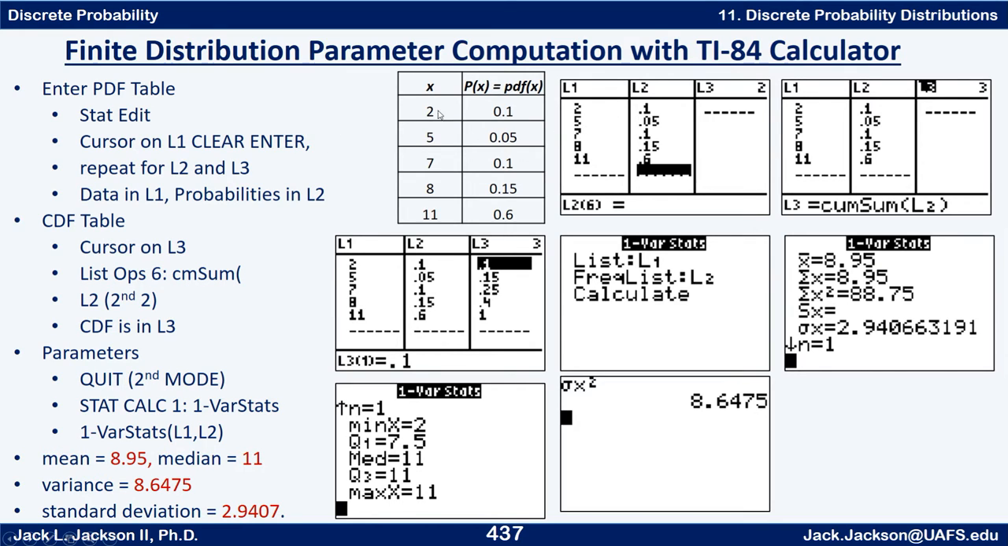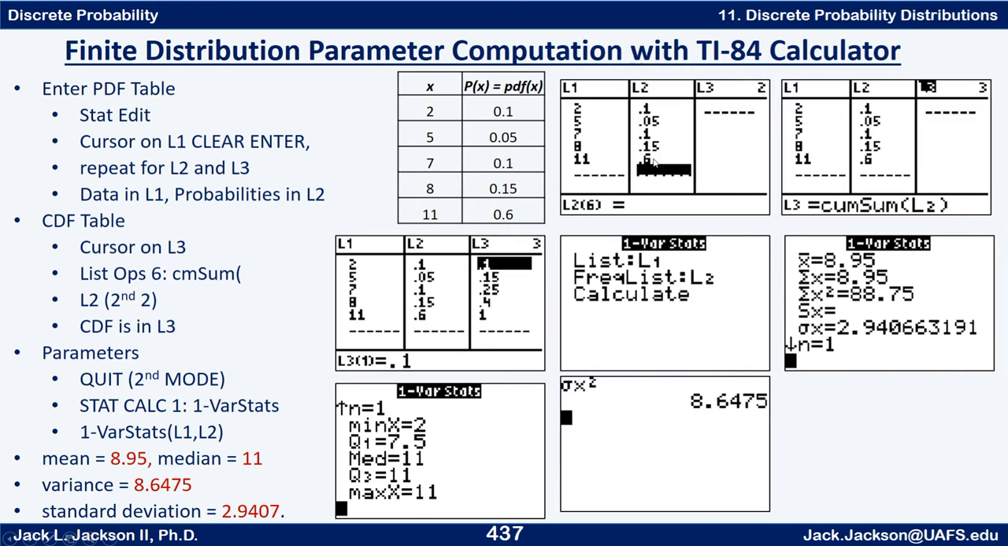In L1, type in the X values 2, 5, 7, 8, and 11. Put your cursor right where the 2 is. Type 2, enter, 5, enter, 7, enter, 8, enter, 11, enter. Right arrow, and it'll put it where this 0.1 is, enter the probabilities in list 2. 0.1, enter, 0.05, enter, 0.1, enter, 0.15, enter, and 0.6, enter. And now you have the X's in L1, the probabilities of the X's are the values of the PDF in L2.